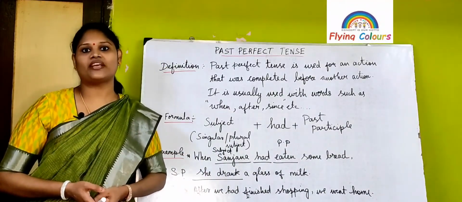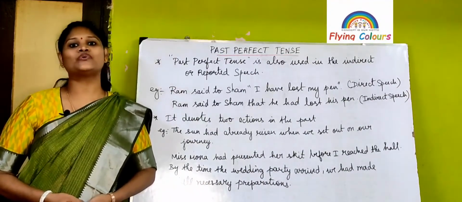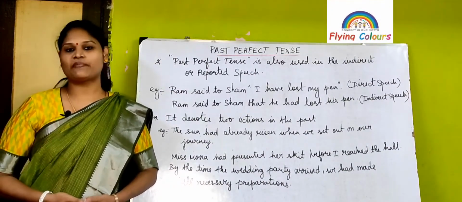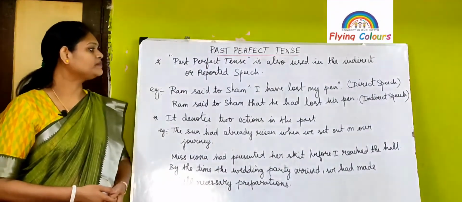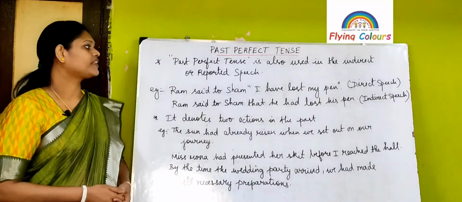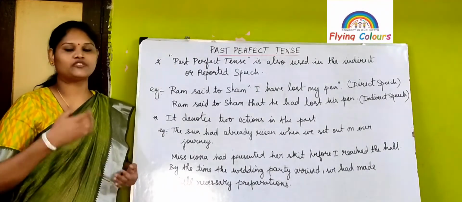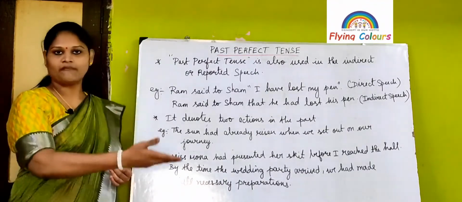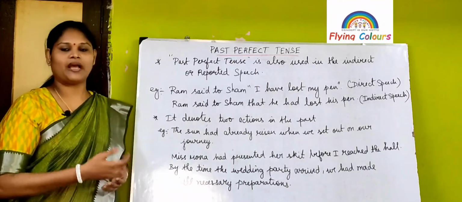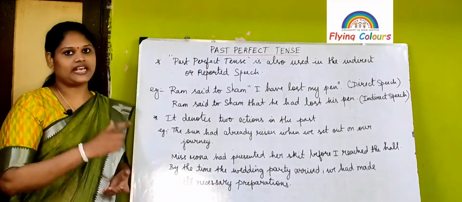Let me teach you some more examples also. Past perfect tense is also used in indirect speech or reported speech. For example, Ram said to Shyam, I have lost my pen. This is direct speech. What is direct speech? If we talk directly. For example, I am Ram and someone beside me is Shyam. I am telling him, I have lost my pen. Okay, this is direct speech.